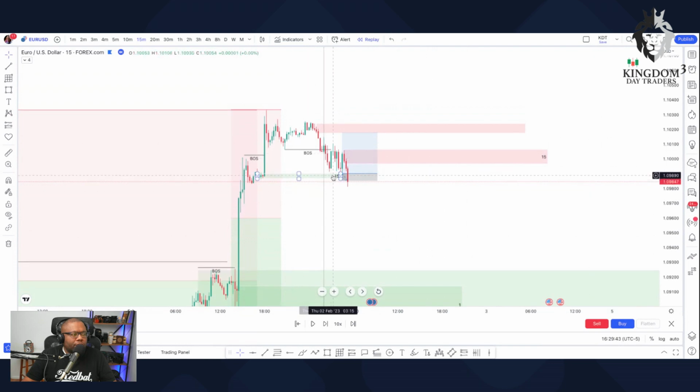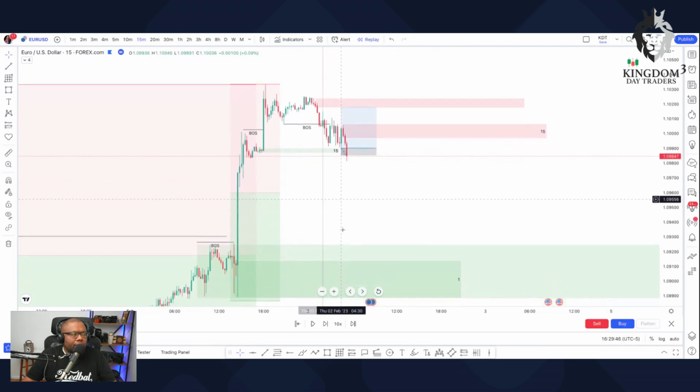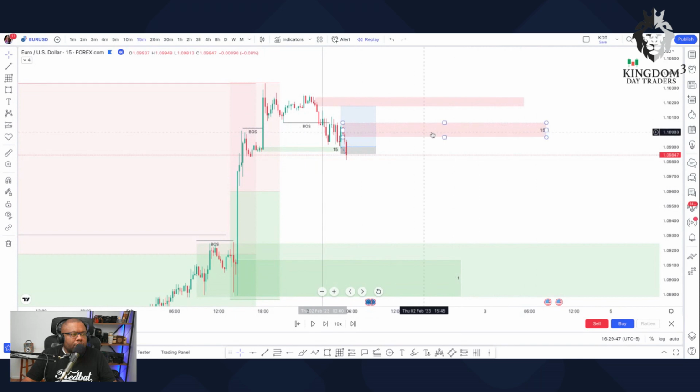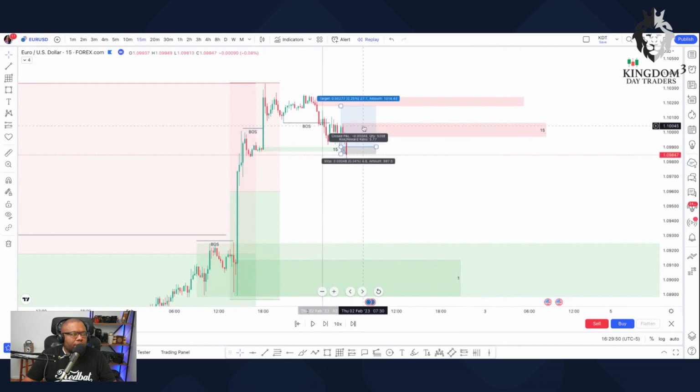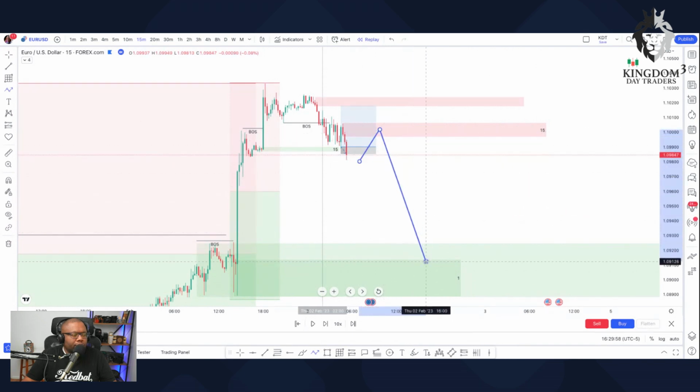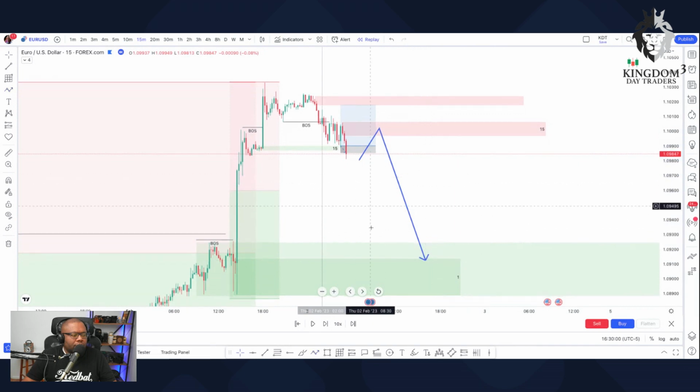Well, this zone has already been taken. It's created a new zone above. So really, we're looking to go. This is essentially what we're looking to do, is to let price go up there, and then if it does confirm, we're trading it here. Right? Let's see what happens.